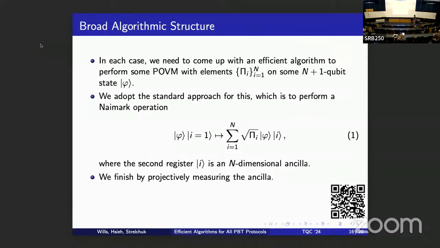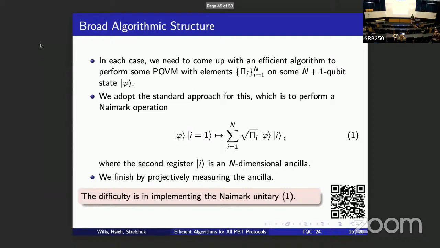And you can see fairly quickly that you're going to get the outcome i with the probability you would expect of a POVM, and that you're going to get a post-measurement state that you would expect. The problem is that while we are guaranteed that there exists a unitary doing this, actually implementing it is non-trivial.